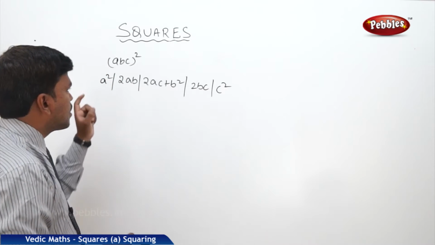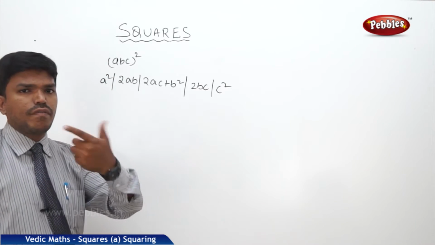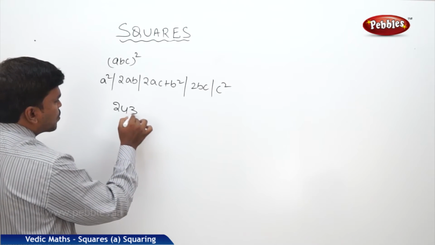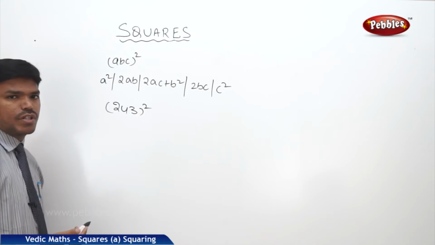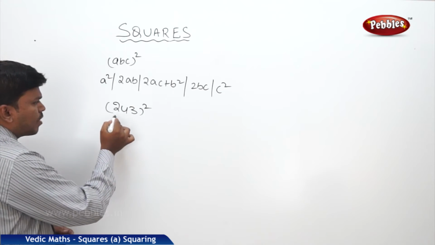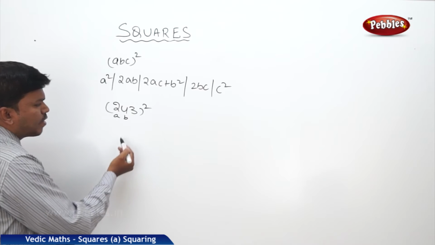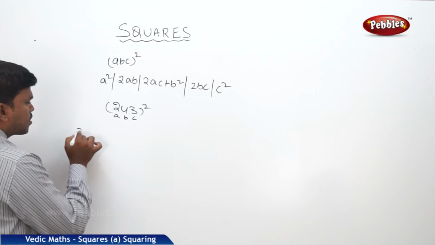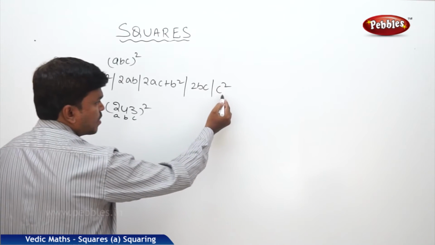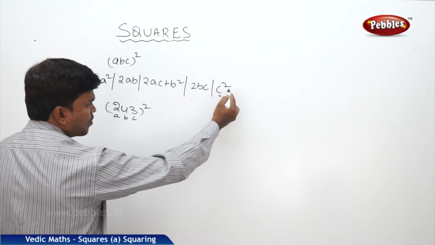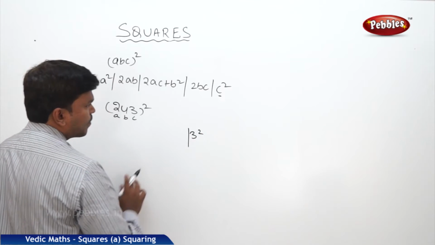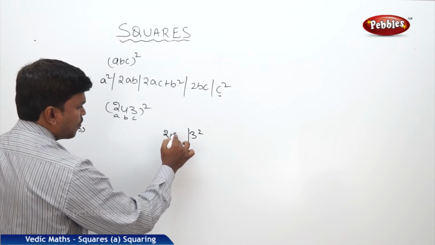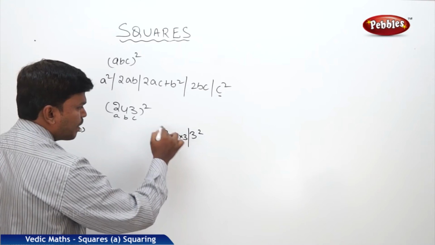Now we will apply the triple digit formula for a triple digit number. Let us take, I need 243 square. As we discussed already, the hundreds place is A, tens place is B, ones place is C. Start from the right side. So what is the C square here? C means 3. So C square means 3 square. 2BC. That means 2 into, what is B value? 4. C value 3. 2BC.